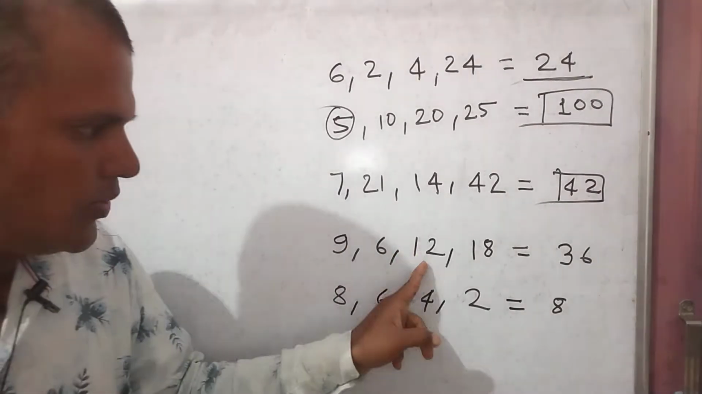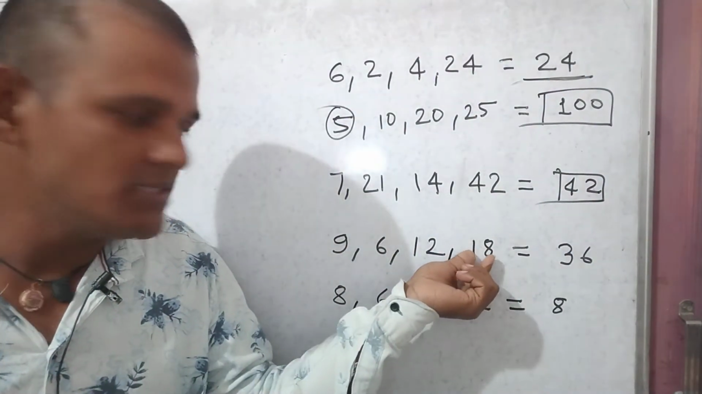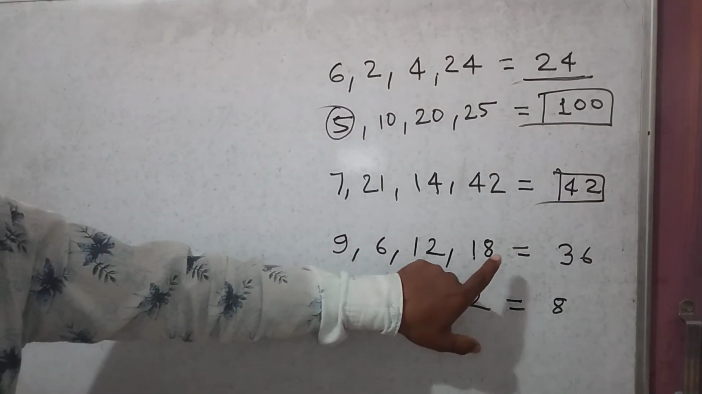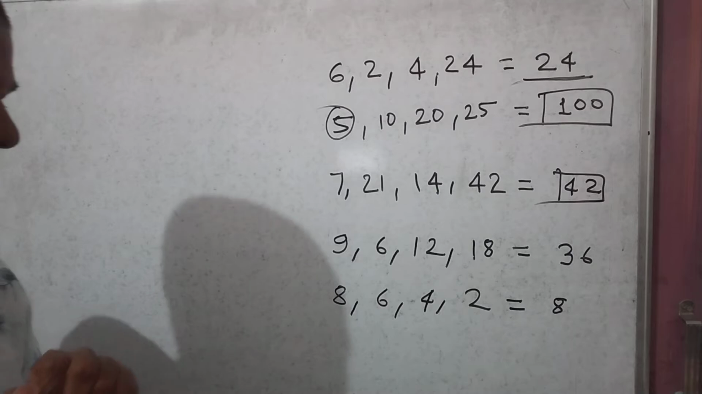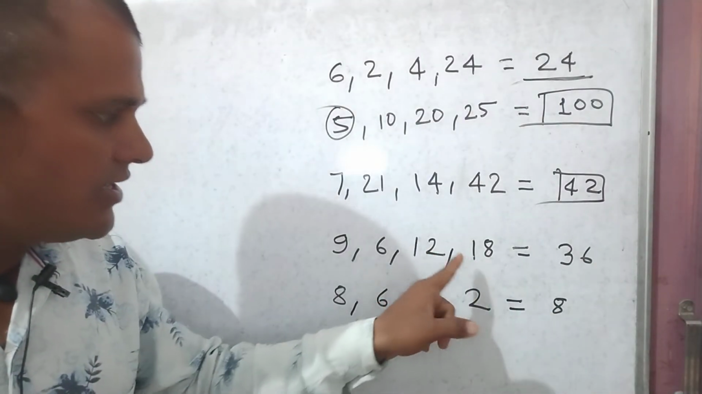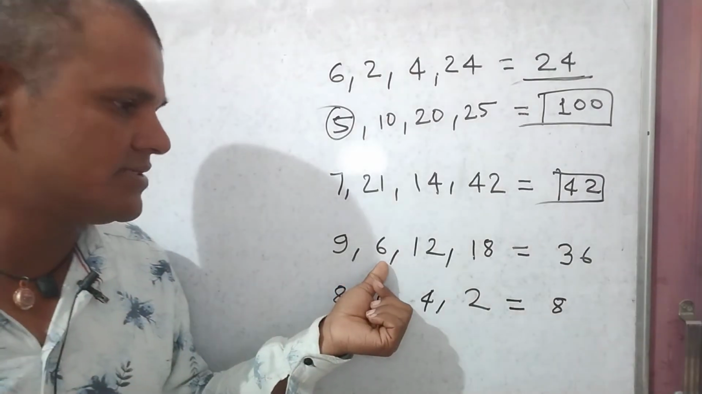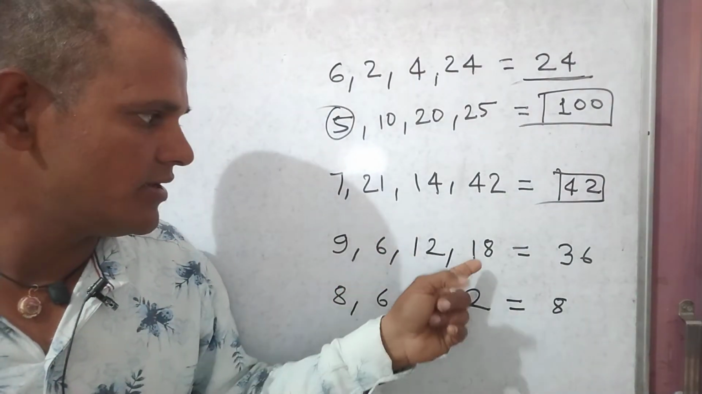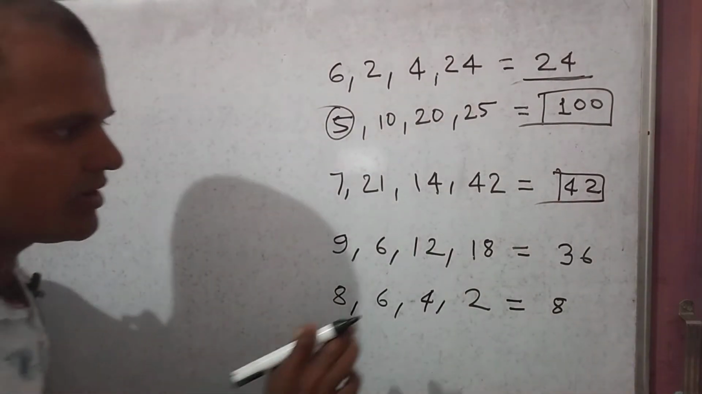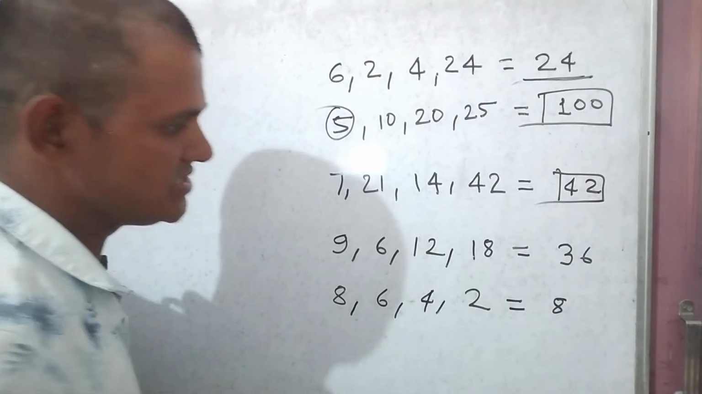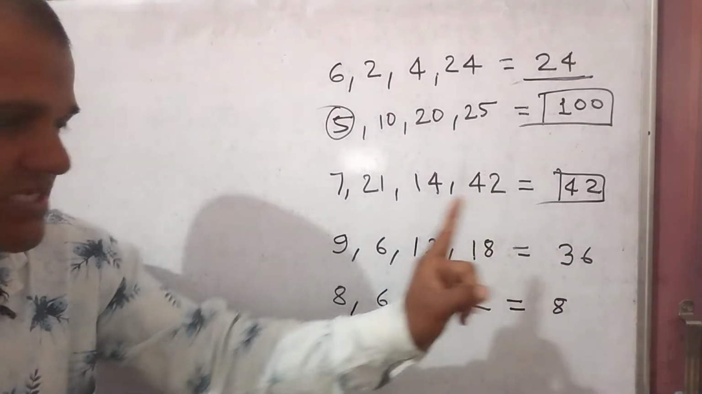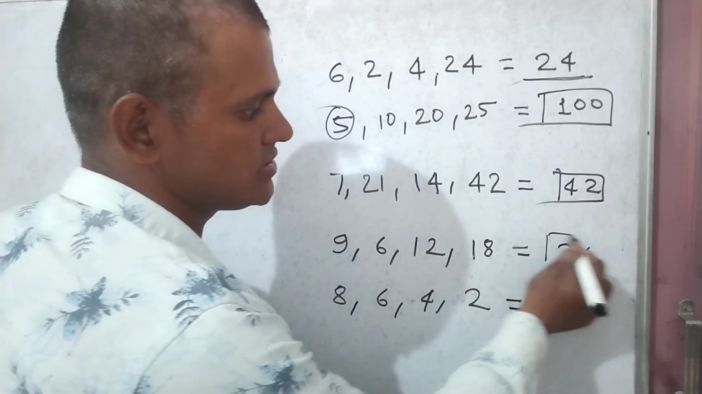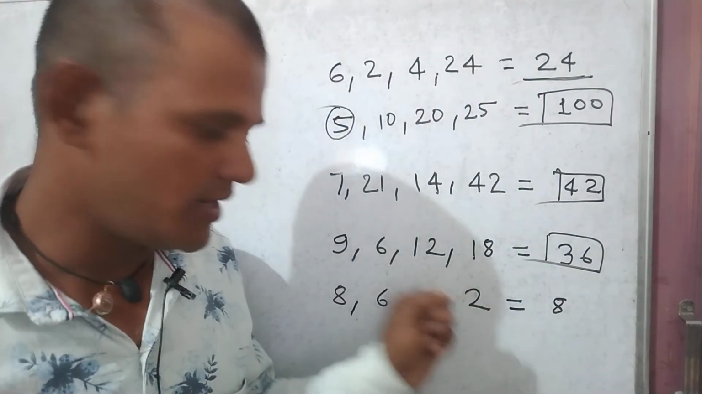9, 6, 12 and 18. The biggest number in this series is 18, right? 18 is divisible by 9, yes. 18 is divisible by 6, yes, but it is not divisible by 12. So 18 into 2 is 36. Now 36 is divisible by 12, yes. So 36 is the LCM of these numbers.